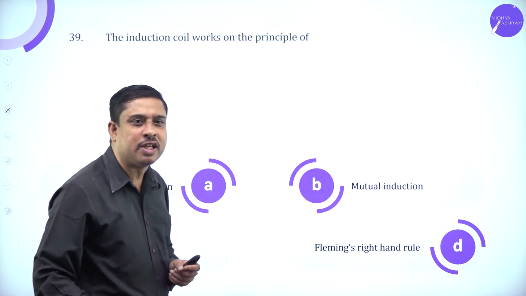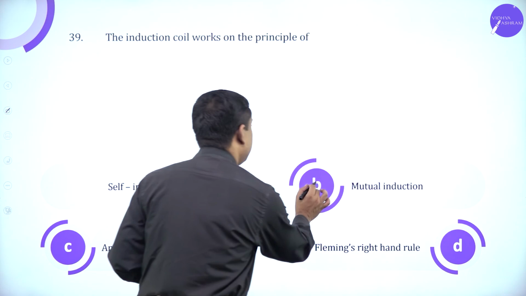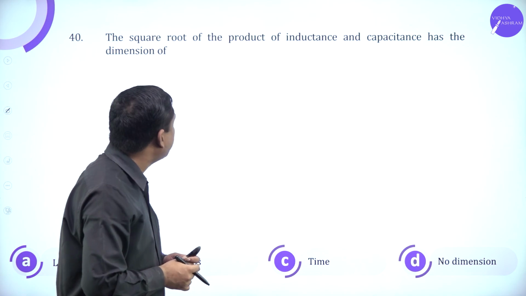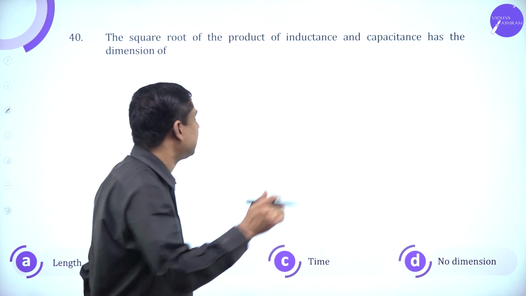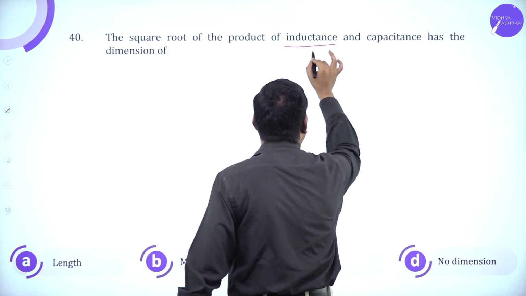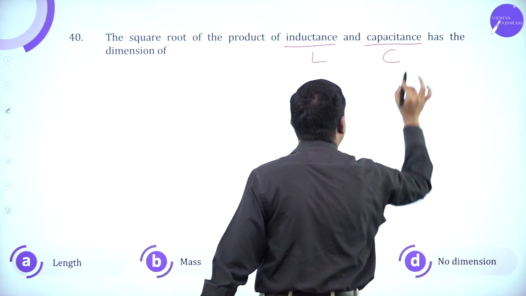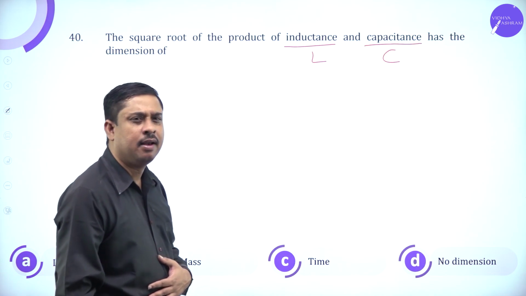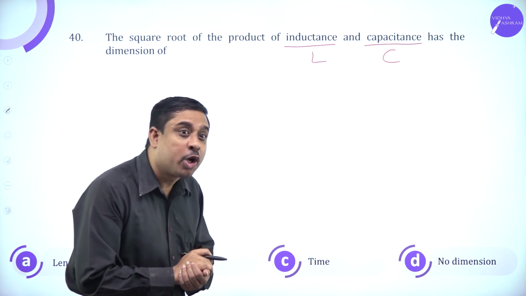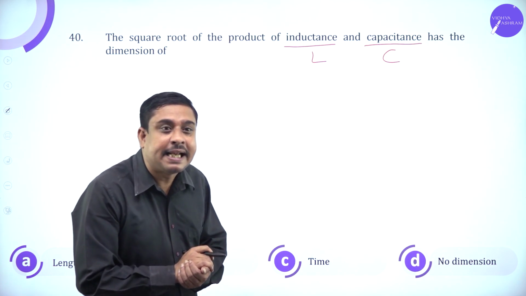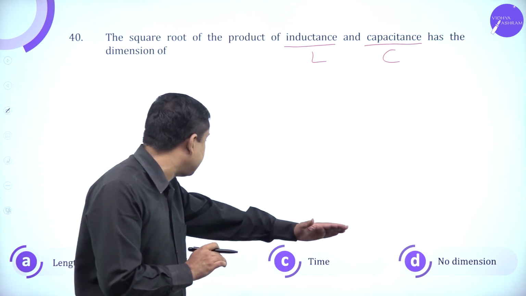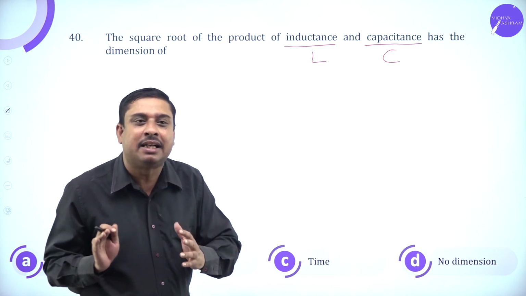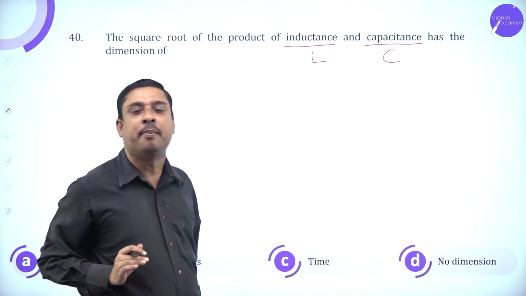Induction coil works on the principle of mutual induction. Square root of the product of inductance L and capacitance C has the dimension of what? Somewhere we have to compare the square root of inductance and capacitance with some quantity here and see whose dimension it matches.